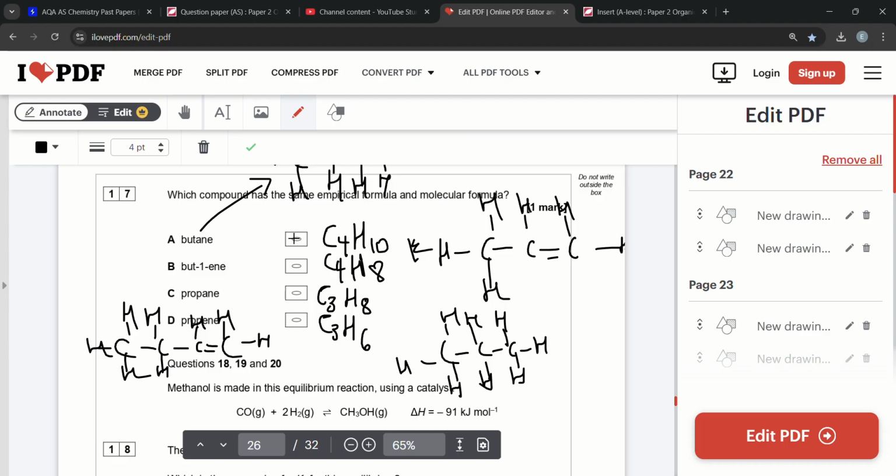And it says which compound has the same empirical formula and molecular formula. So if it has the same empirical formula and molecular formula, it can't be simplified. Can that be simplified? Yes, it can, to C2H5. Can that be simplified? Yes, to CH2. Can that be simplified? No. You can't divide 8 by 3, and that's not a simplest whole number. And that can also be simplified as well. So the answer is C, propane.